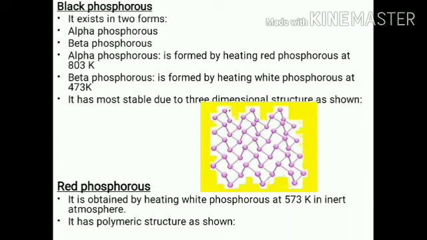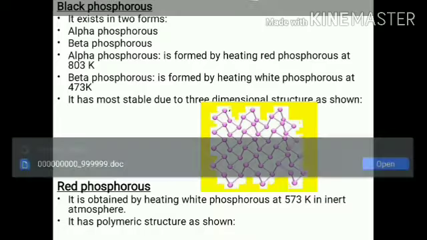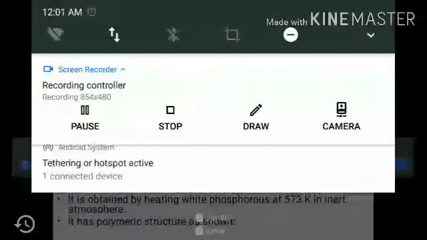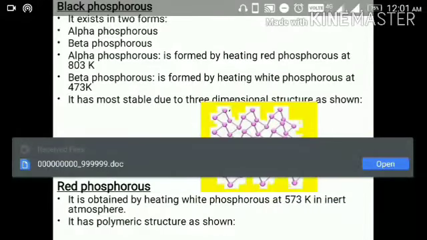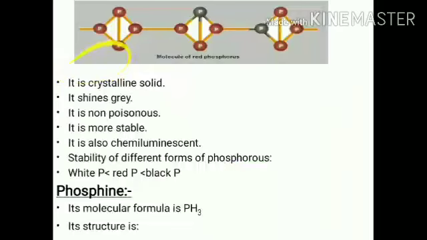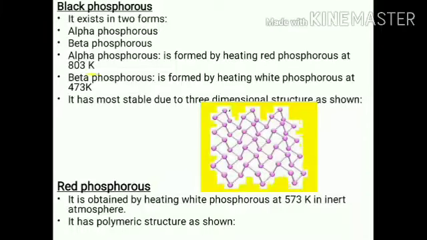Now black phosphorus. Black phosphorus exists in two forms: alpha black phosphorus and beta black phosphorus. Alpha black phosphorus is formed by heating red phosphorus at 803 Kelvin. Beta black phosphorus is formed by heating white phosphorus at 473 Kelvin.